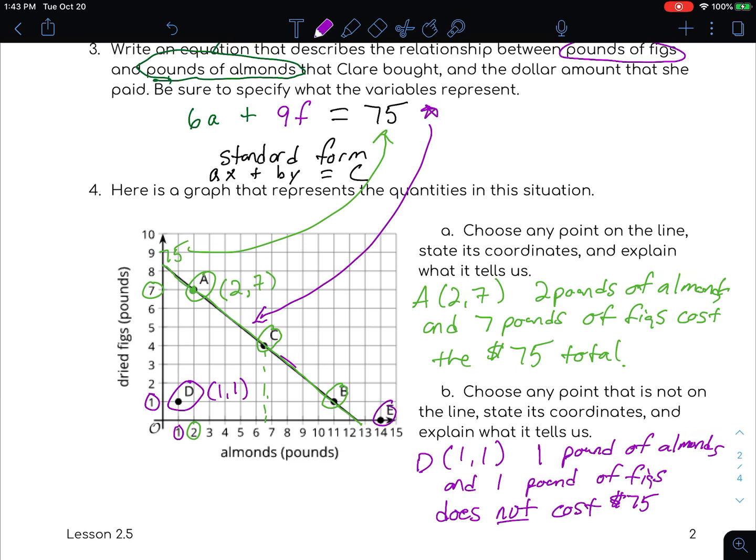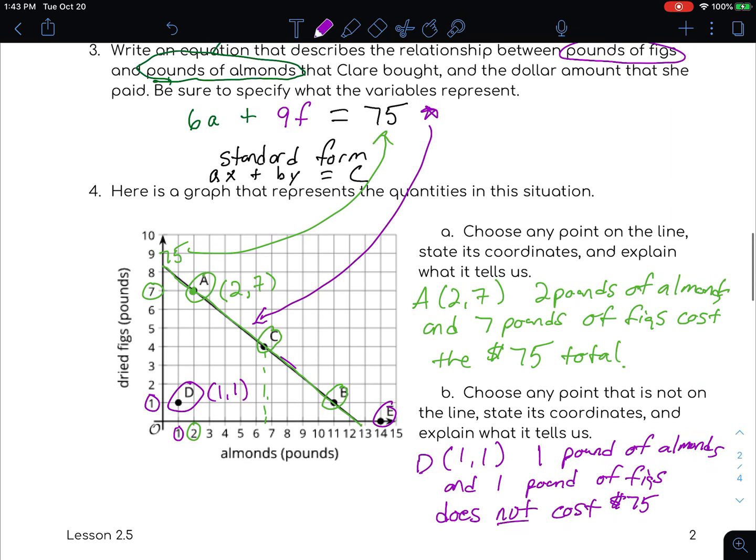Same thing is going to be true over for this one over here with E. So there'd be 14 pounds of almonds and 0 pounds of figs. But again, it's not on our line, so it would not cost $75. That would be what? 14 pounds of almonds would be 6 times 14. And then 0 pounds of figs would be 0 times 9. And then that would give us that total. But again, not $75.